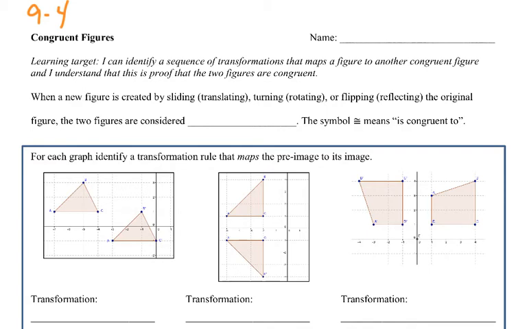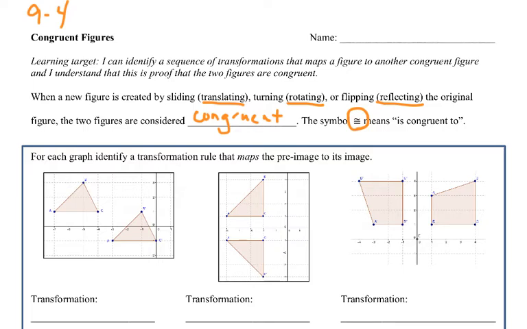When a new figure is created by sliding, which we say translating at the higher level, rotating, or reflecting the original figure, then the two figures are considered congruent. And you can see in your notes that the symbol for congruent is an equal sign with a squiggle on top of it. That is the symbol for congruence, and you must know that symbol.